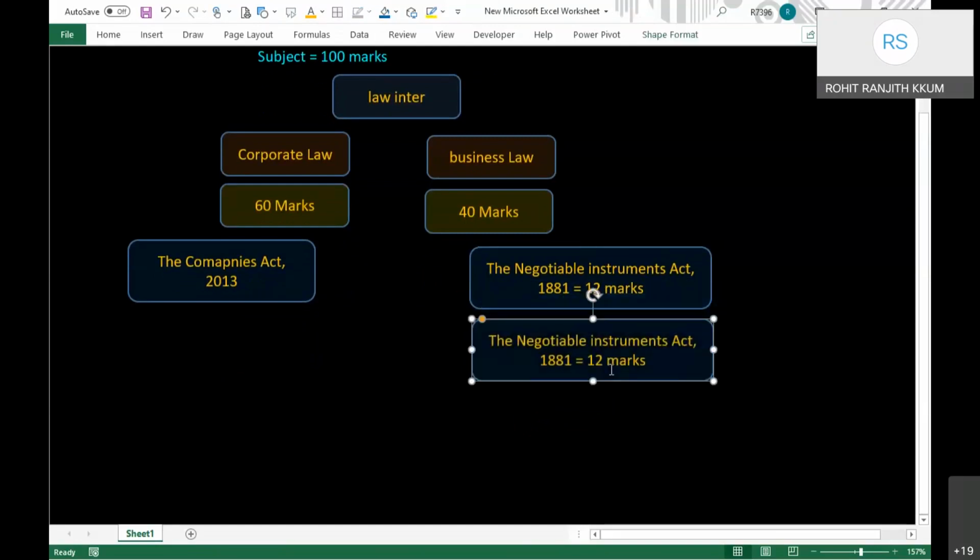Second point, after this, what you are going to face is the General Clauses Act 1897. Again, it is for 12 marks.